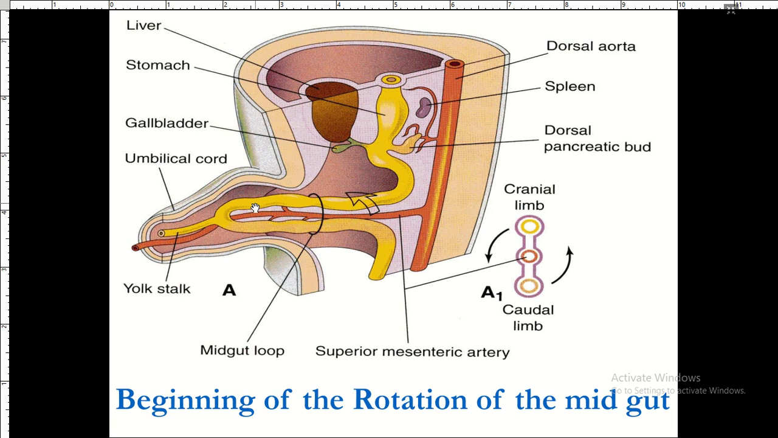Take note of this. During this physiological herniation, there's going to be a 90-degree counterclockwise rotation. So they're going to enter the umbilical cord while they are rotating 90 degrees anti-clockwise, in this direction. You understand? Good.